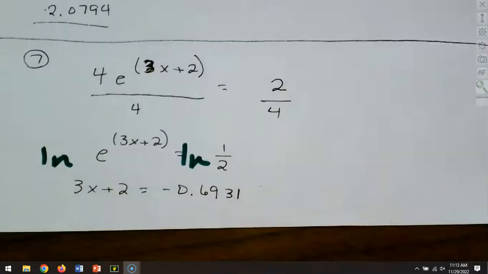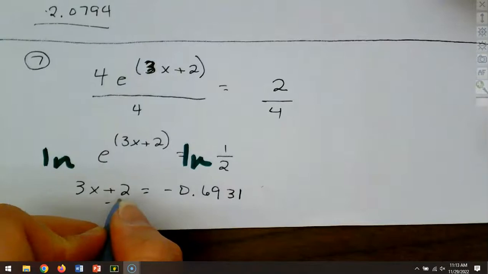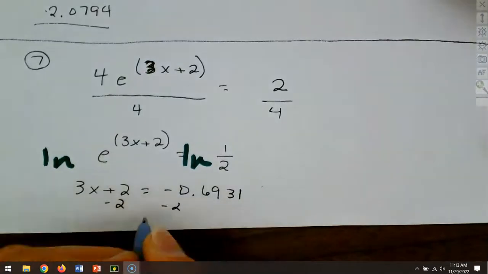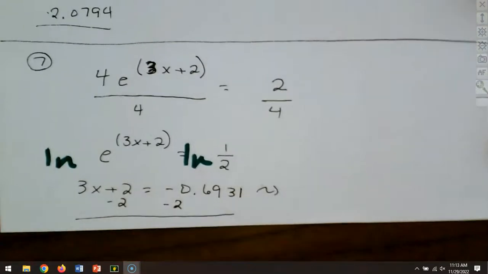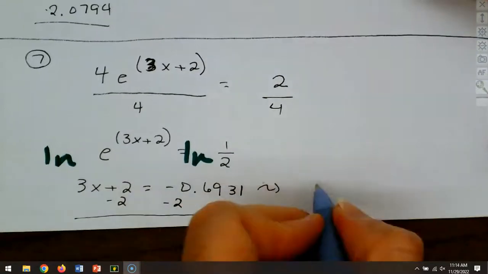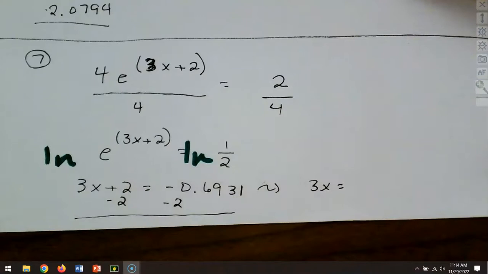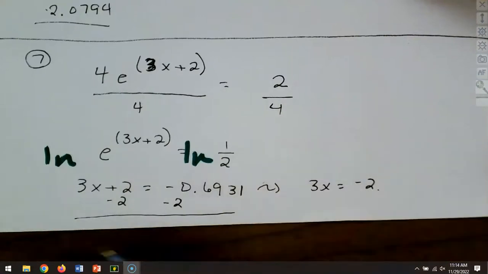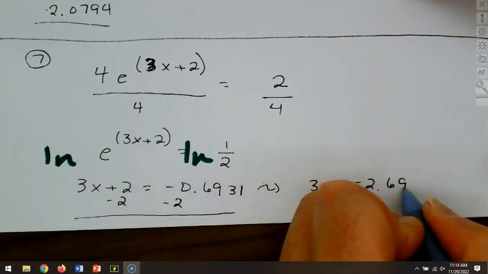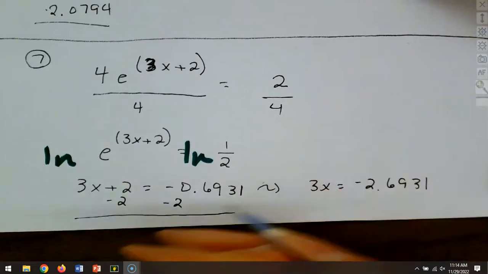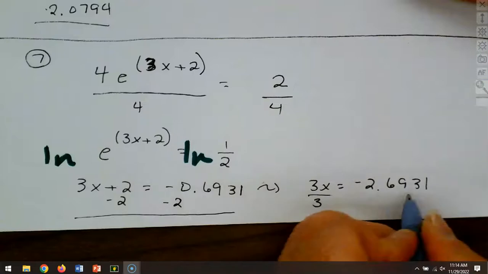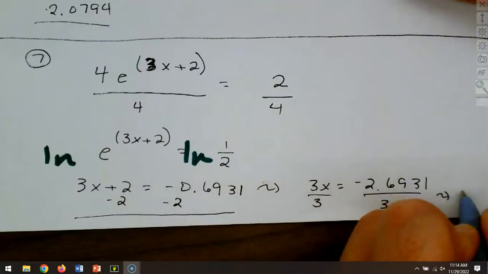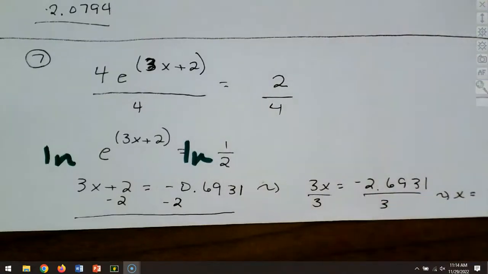And then what are we going to do? Solve it. Move the 2 over. And that is then 3x equals minus 2.6931. And the last step is going to be divide by 3. And so now we've got x equaling what now?